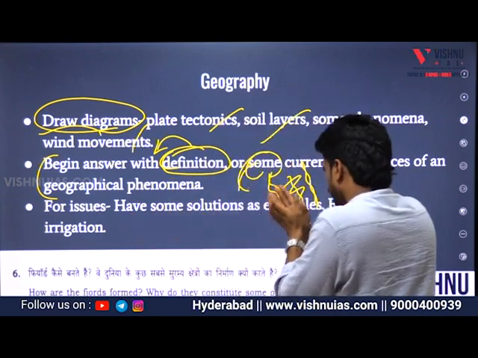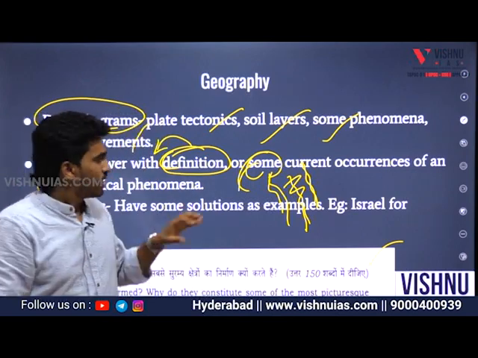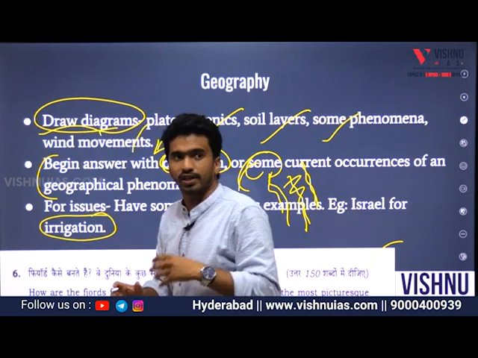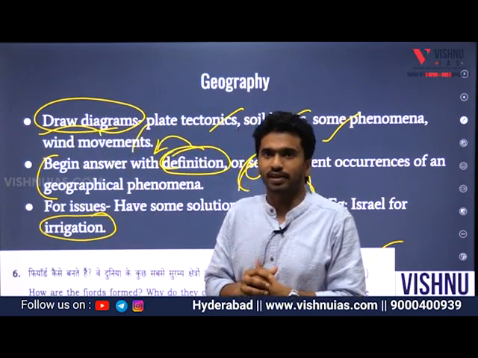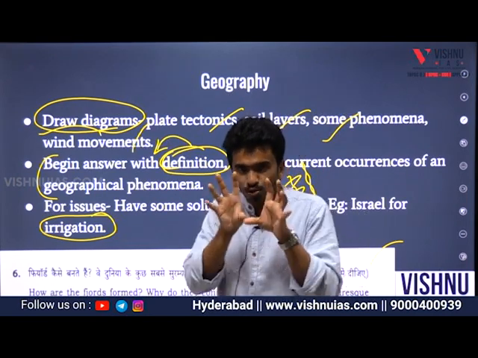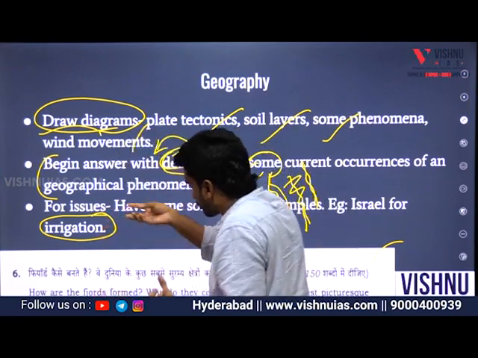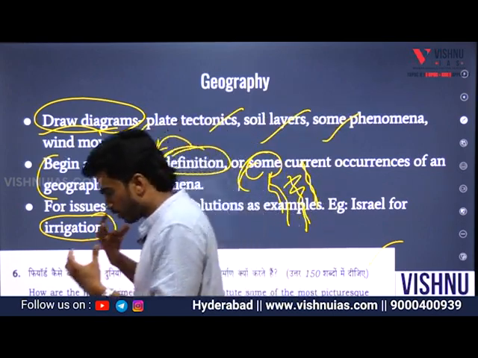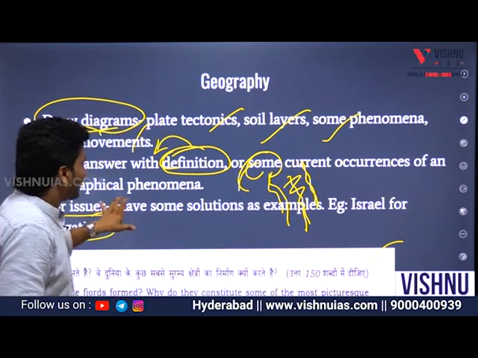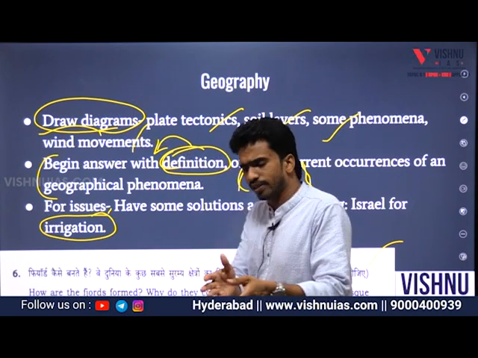And for some issues, especially in General Studies 3, they ask issues. But here also, if they are asking about some issue, for example irrigation, or if the question demands some kind of solutions, they will not explicitly say it. But since the theme of the question wants you to discuss some kind of disaster, natural calamity, or resource scarcity, whatever it may be, try to bring some solutions as an example in the conclusion, or in the last part of your body.